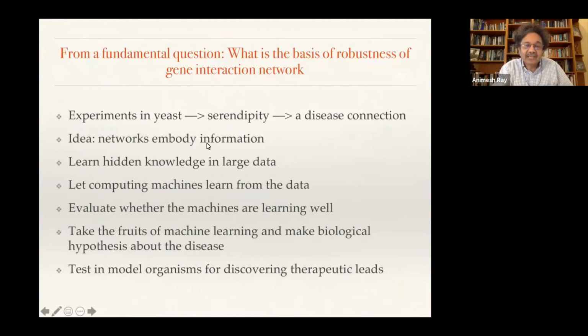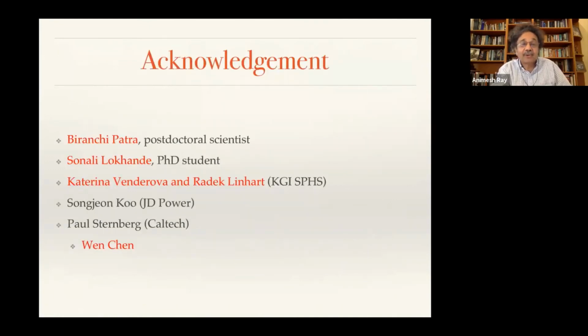And then the idea that networks embody information, and then learn the hidden knowledge in a large data set, and who knows how it learned, because that's how the gradient boosting model works. Then we evaluated whether the machines are learning well, and used fruit fly and C. elegans, the worm, to test those models. And that's where we are.